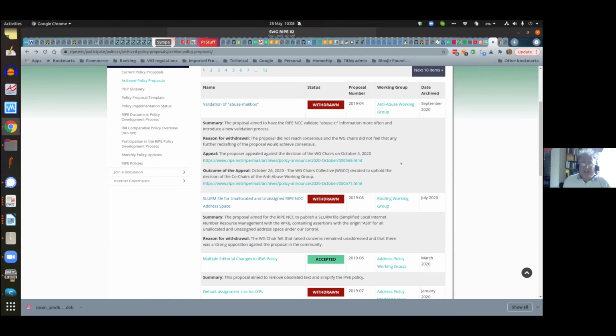The other policy which has popped up, which was proposed in August of 2019, was to issue a SLURM file, which basically contains a list of all the unallocated address space. And the idea was that you could use this to build bogon filters. There were a considerable number of arguments against this, and it was eventually withdrawn.